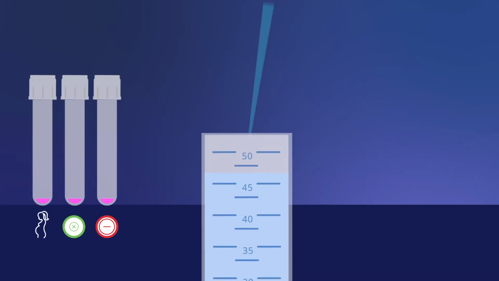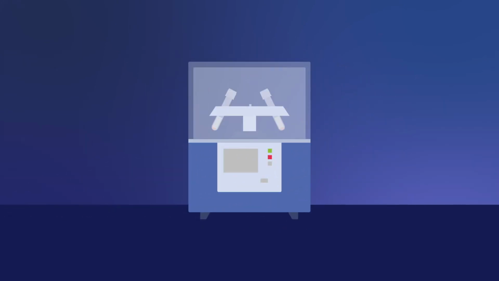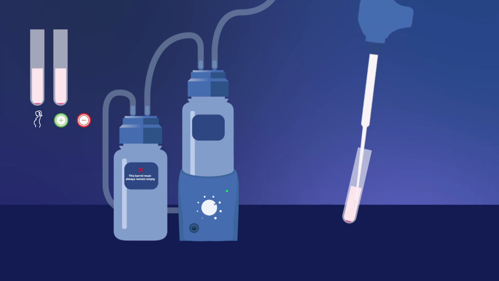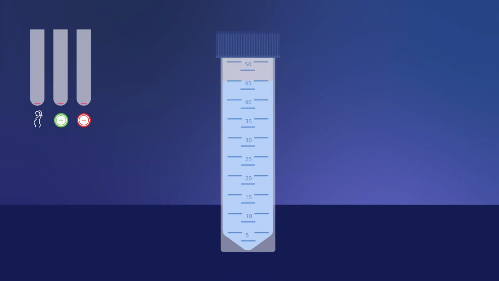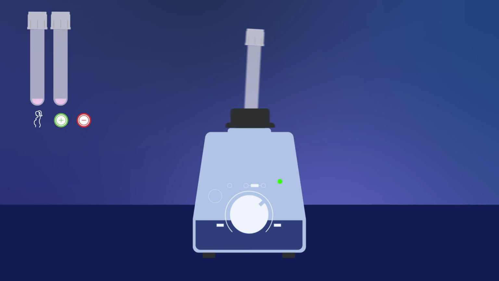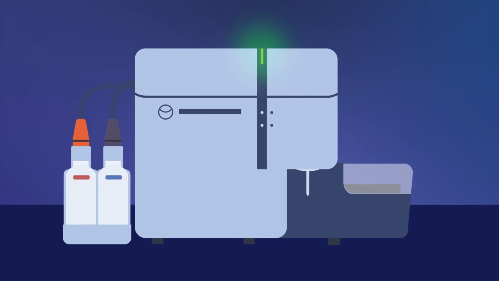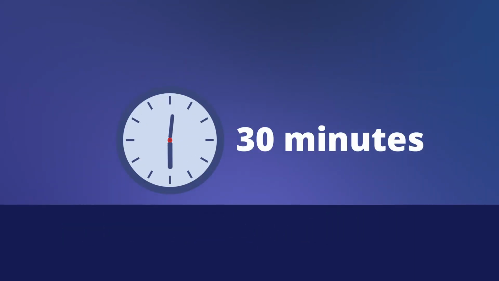Afterwards, wash the cell suspension with 2 milliliters of reagent D and centrifuge. Decant the supernatant and resuspend the cells in 500 microliters of reagent D and vortex. The samples are now ready to be evaluated with the flow cytometer. The samples should be assessed within 30 minutes, and at least 100,000 events should be acquired.